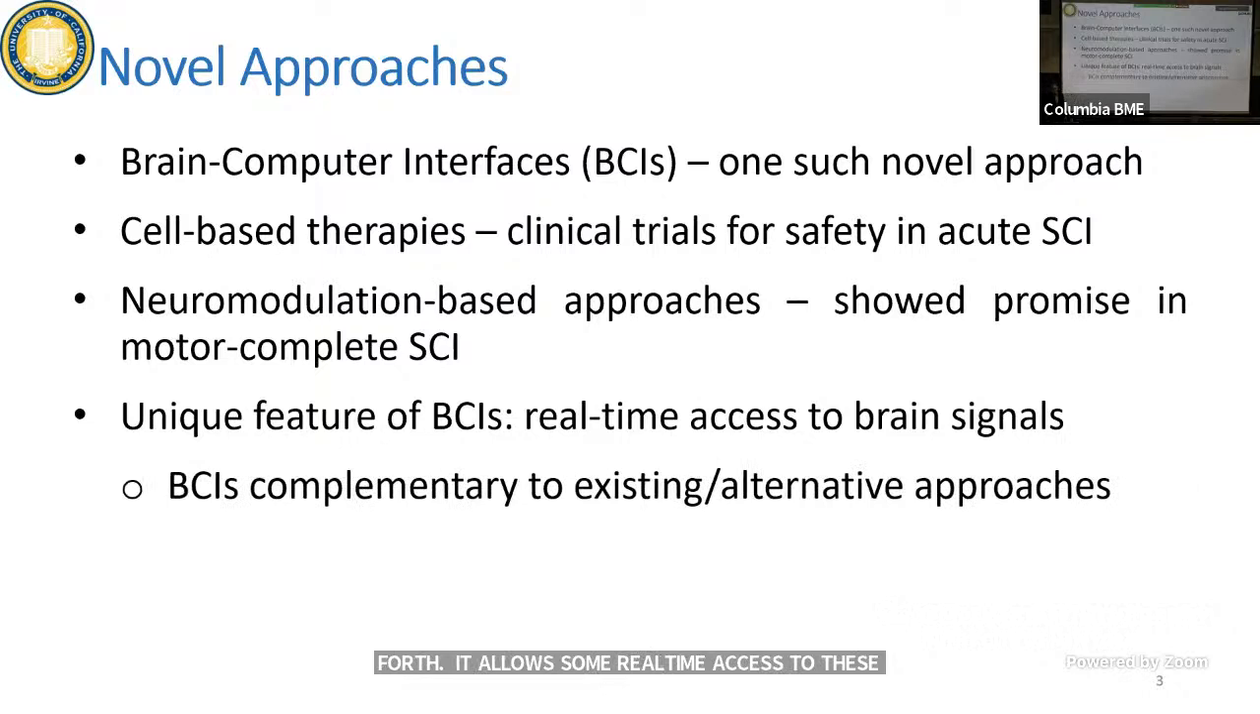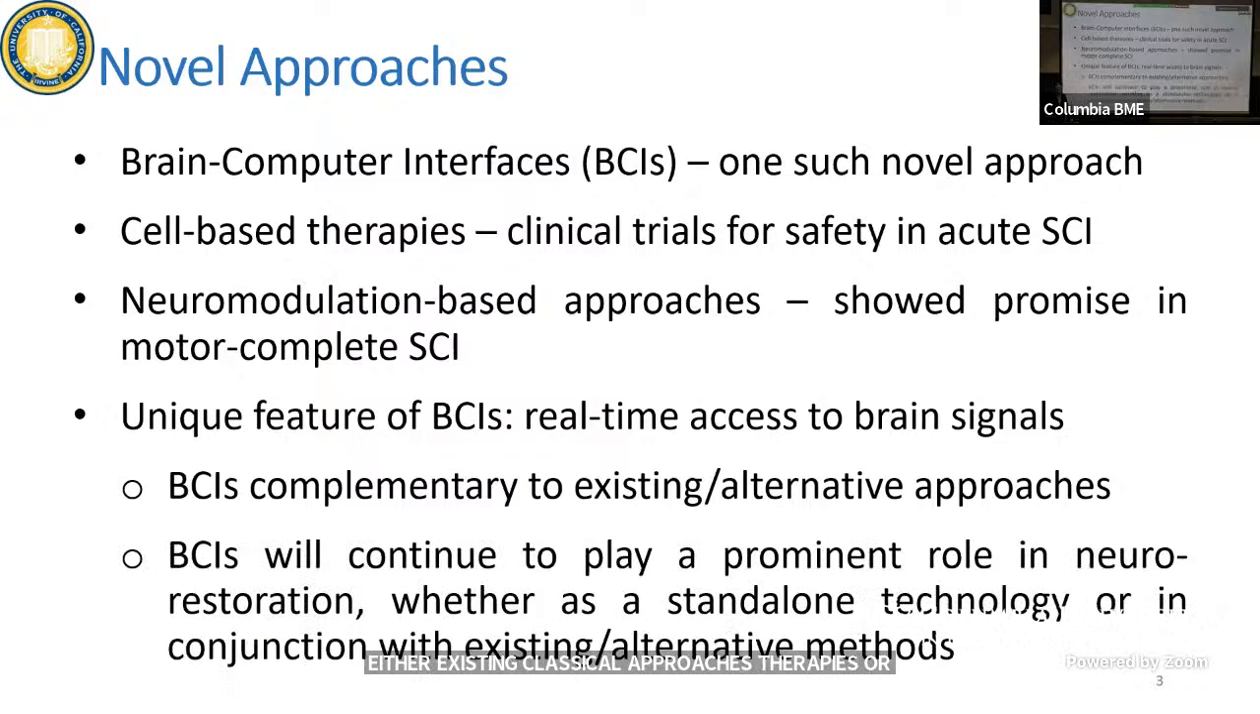So I would argue then that BCIs are complementary to either existing, classical approaches to therapies or to these new alternative techniques. And therefore, in my opinion, they're going to continue to play a prominent role in neurorestoration, either as a standalone technology or adjunct technology to these other methods that are out there.